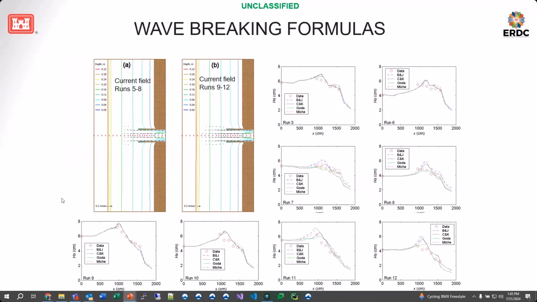We have several different wave breaking formulas. This is just one slide showing some validation work that we did, choosing different formulas and the results that we got for what the wave energy looked like, the wave heights. So we have Battjes and Janssen, Goda, there's Miche, and I forget what the C and K was. But there are different options in the interface that you can choose to select which one matches certain areas, where you might get better results with one than the other.